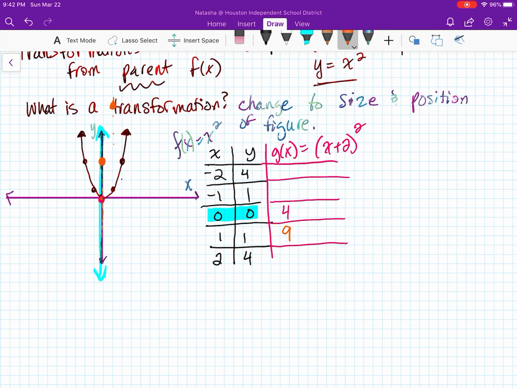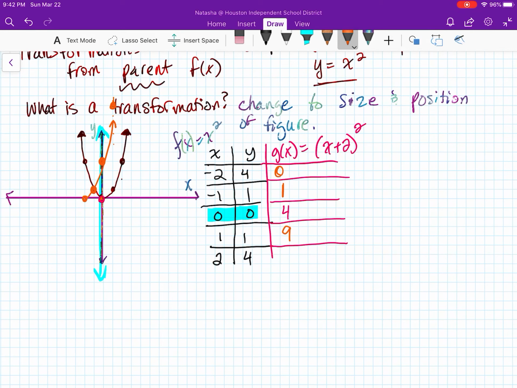So let's continue. If we've got -1, then our y value is 1. If I plug in -1 for x, -1 plus 2 gives me 1. 1 squared is 1. So I'm going to go over here, -1, and go up 1. Oh, look, there's my other point. Well, negative 2 is going to give me a y value of 0. So I'm going to go here, negative 2, and go to 0. All right.